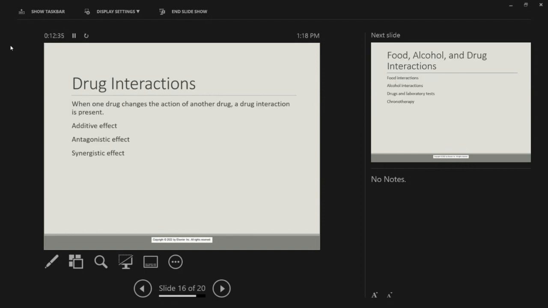When one drug changes the action of another drug, a drug interaction has occurred. The actions of a number of drugs can be altered when they are taken with other drugs. Some drugs are given together on purpose because the combination produces an additive effect. These drugs will work as a team. For example, probenecid is given with penicillin to increase the amount of penicillin that is absorbed. This is called an additive effect.